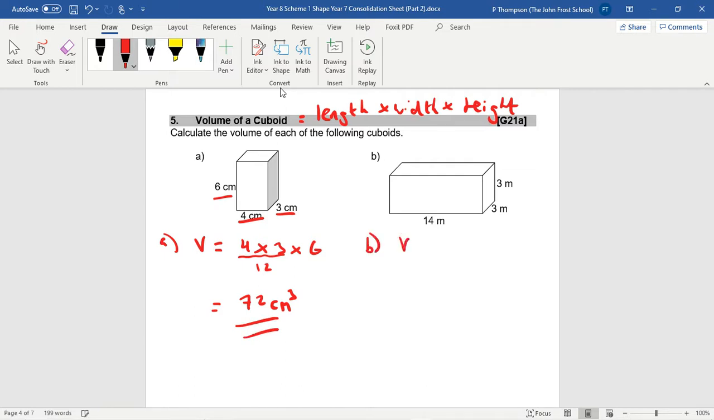Part B, just as easy. 14 times 3 times 3. 14 times 3 is 42. 42 times 3 is 126. This time it's going to be meter cubes. That one's very easy, isn't it? Very easy indeed.